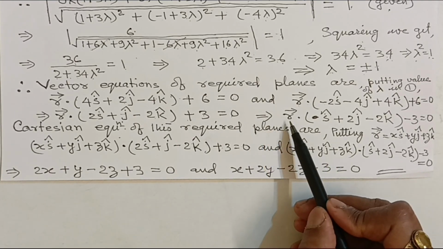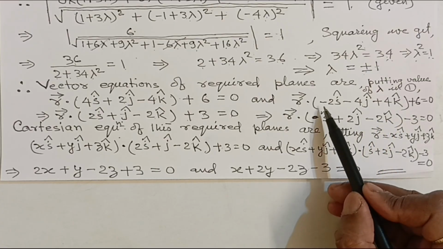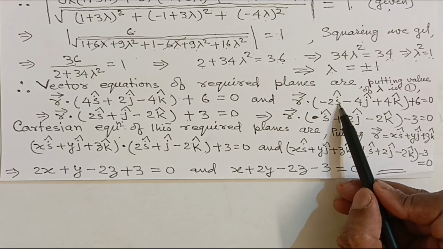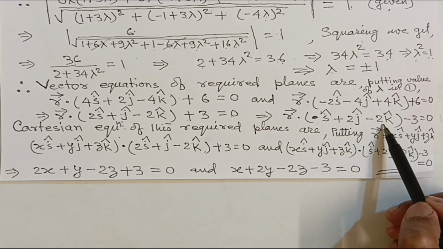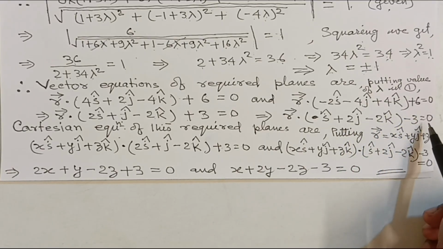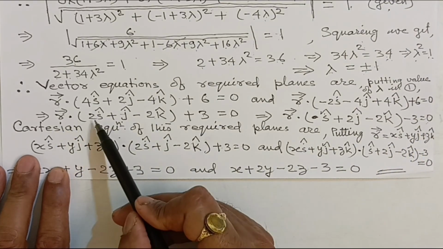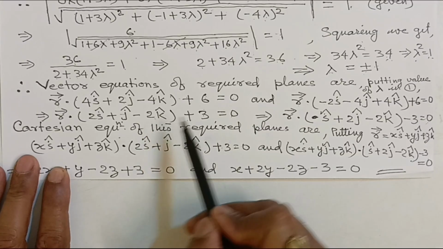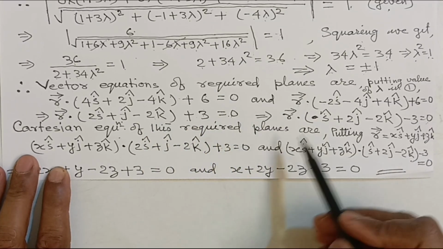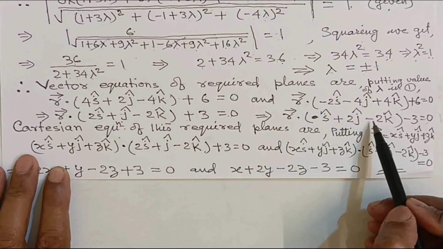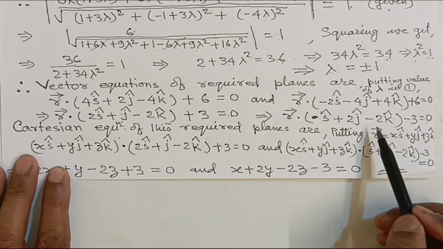Or vector r dot, dividing by minus 2, it becomes i plus 2j minus 2k minus 3 is equal to 0. So r dot 2i plus j minus 2k plus 3 is equal to 0 is plane 1, and r dot i plus 2j minus 2k minus 3 is equal to 0 is the second plane.